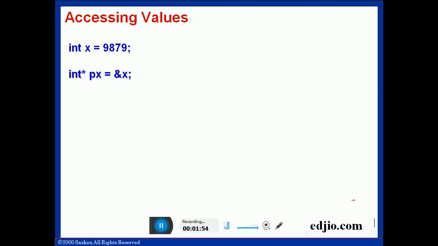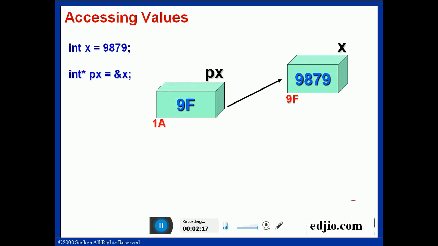Let's get into a new example where x has a value of 9879 and px is a pointer, and it is going to take an address of an integer. x is an integer, and so it took the address of x. This is the block diagram or representation of it. When you print x, what will we get? We will get the expected value, 9879. Yes, this is the value that you got.